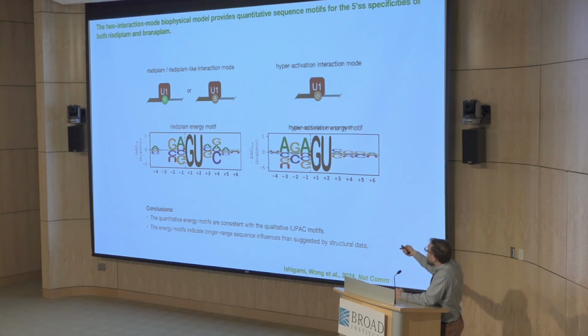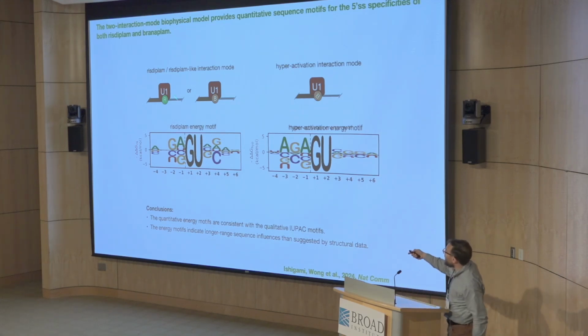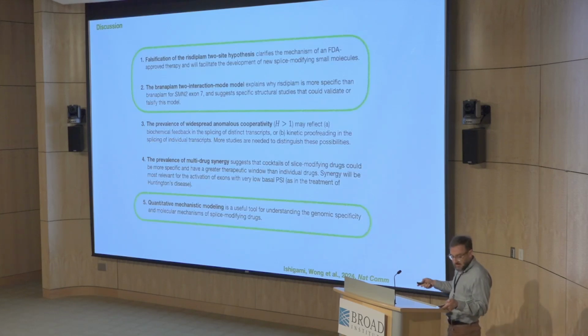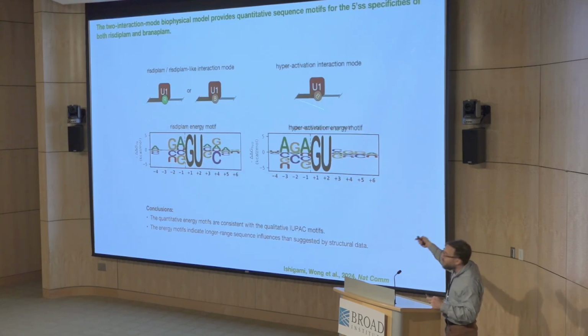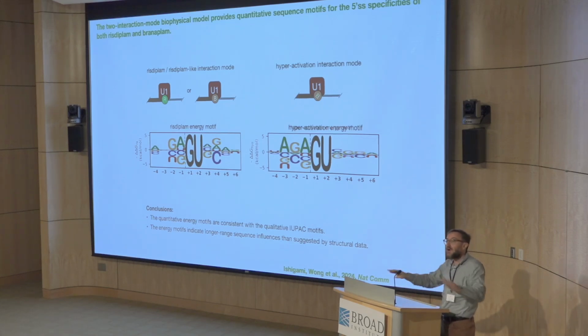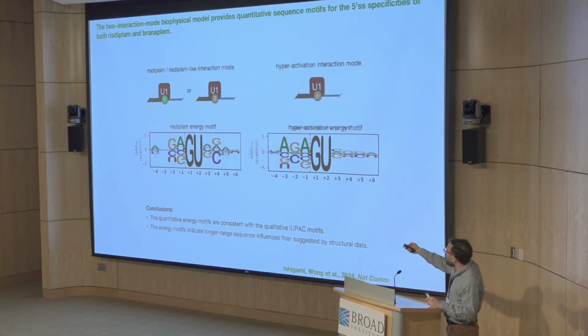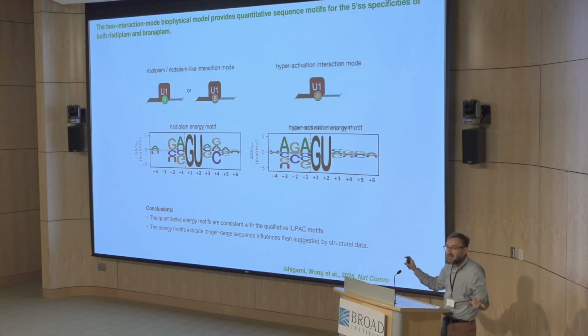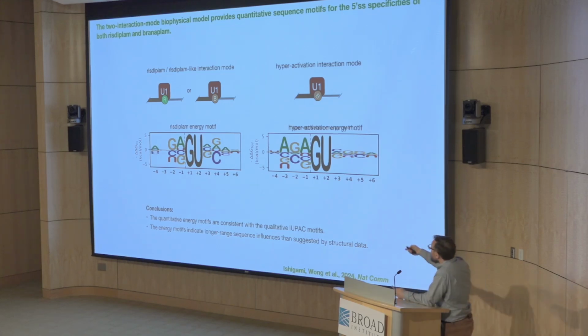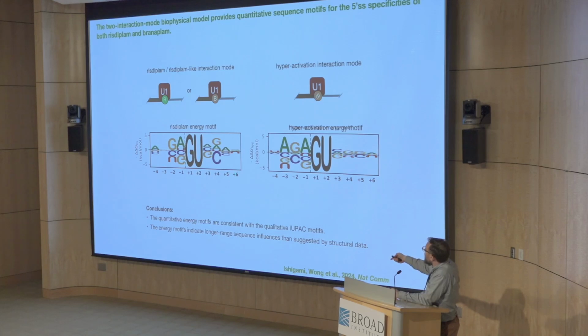Now, what we found is that this model, in which risdiplam binds in one interaction mode and branaplam binds in two interaction modes, fits the data far better than a model in which risdiplam and branaplam just each bind in their own interaction mode, even though those two models have the same number of parameters. So what we find in these two energy motifs is that both are consistent with the Bulger pair mechanism. They have an obligate adenine at position -1 and a stabilizing guanine at position -2.